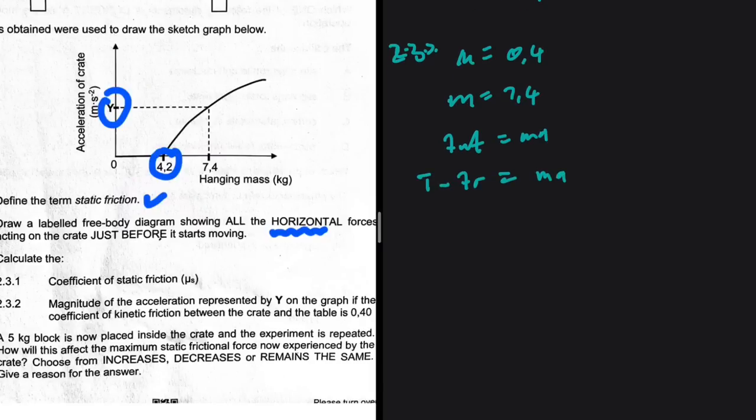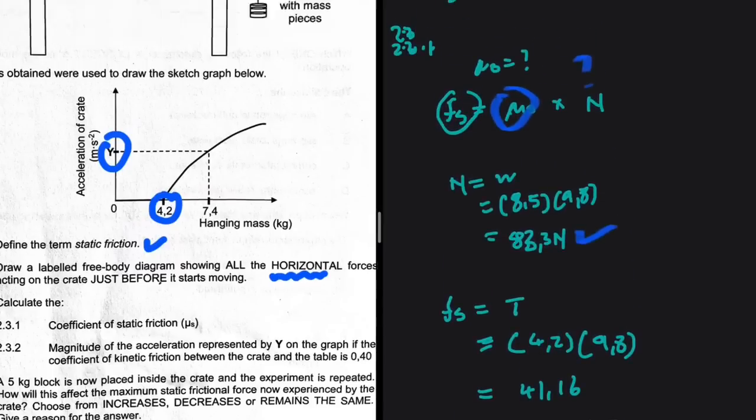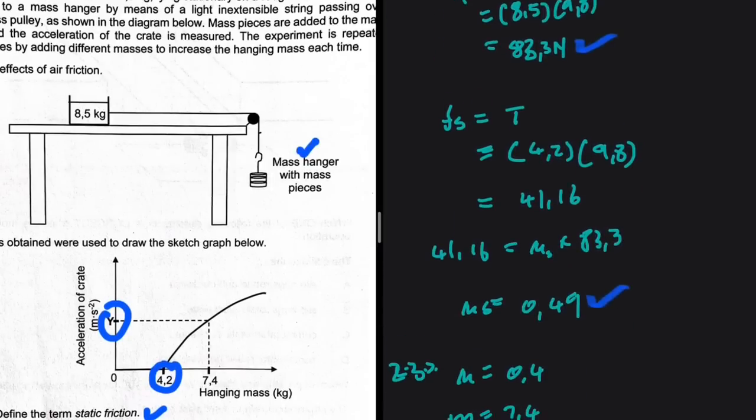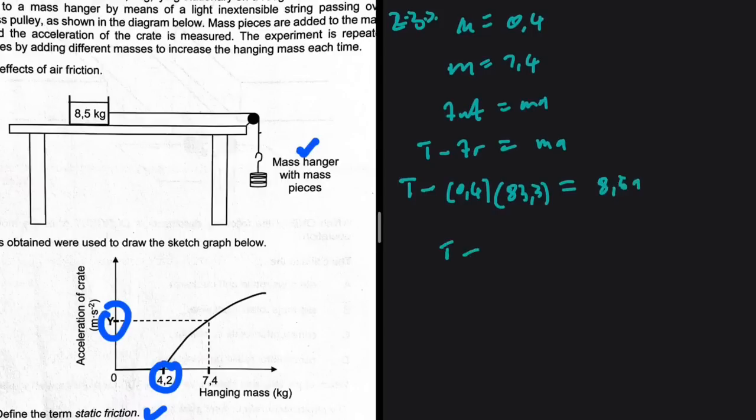So what is the tension? We don't have the tension at this point. What about the frictional force? We have the coefficient, right? So this is 0.4 multiplied by the normal force, which is 8.5 multiplied by 9.8, 83.3. So tension minus 0.4 multiplied by 83.3, which is 33.32, is equal to 8.5a.